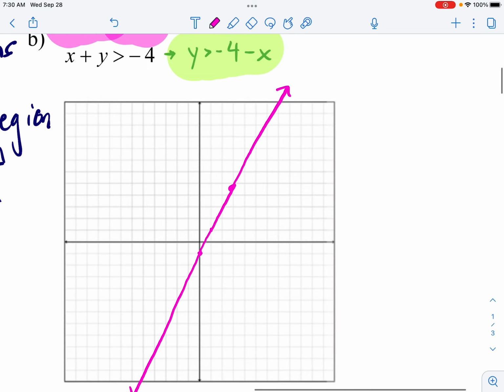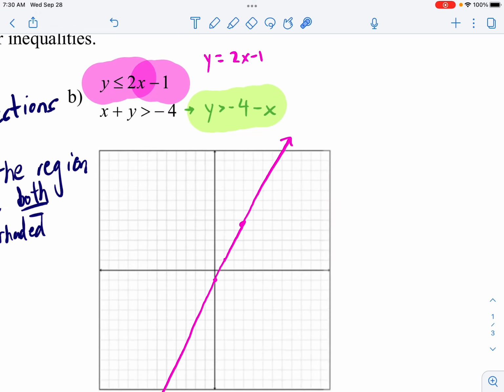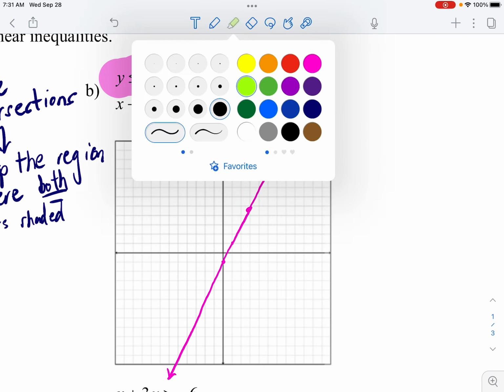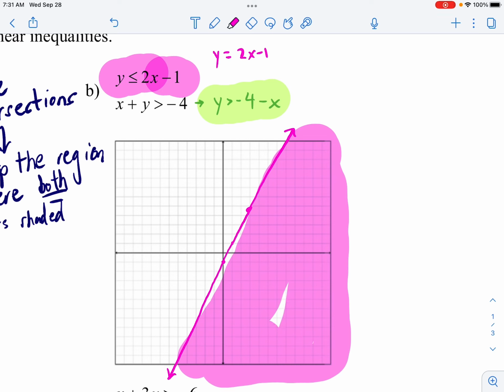Again, I use a solid line to graph this because it's y is less than or equal to 2x minus 1, okay? So I graph that. Where am I going to shade? Well, we want y less than or equal to 2x minus 1. This pink line is the line where y equals 2x minus 1. We want y to be less than that, right? So we're going to shade below the line. All right, so we shaded there.